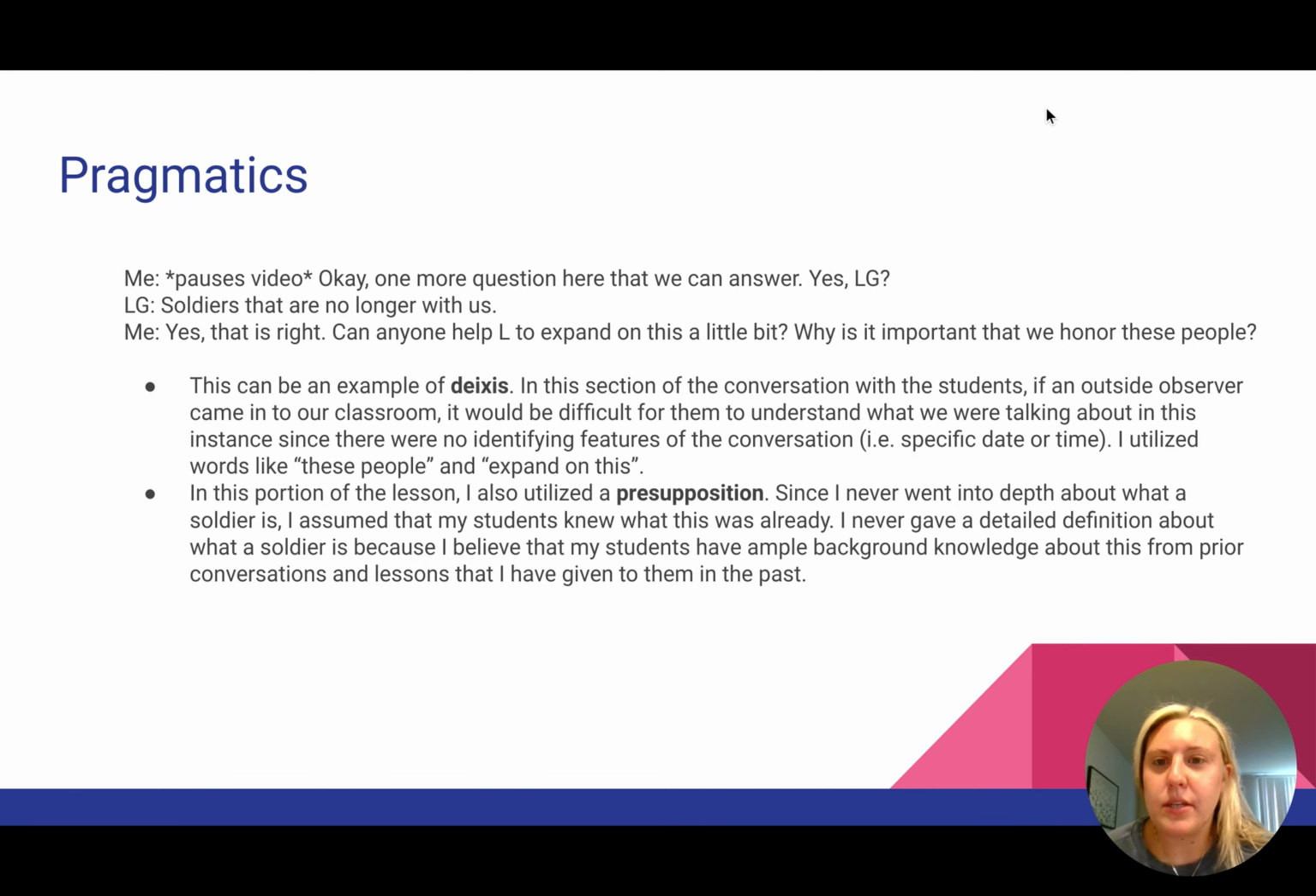For pragmatics, the first sentence could be an example of deixis. In this section of the conversation, if an outside observer were to come into our classroom, it would be difficult for them to understand what we were saying because we were using very general and broad terms like these people. And in this portion of the lesson, I also utilized presupposition for the word soldier, because I assume that my students already know what that means. We've talked about soldiers in the past. I've done mini lessons on Veterans Day as well. And they know what a soldier is, and they have pretty decent background knowledge about it.